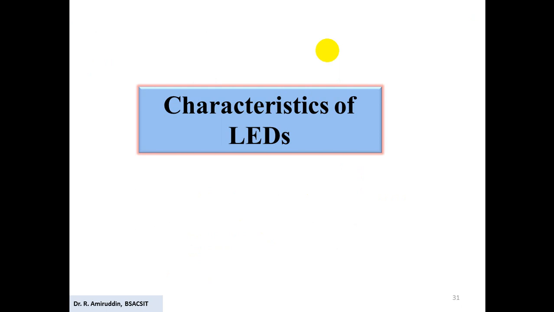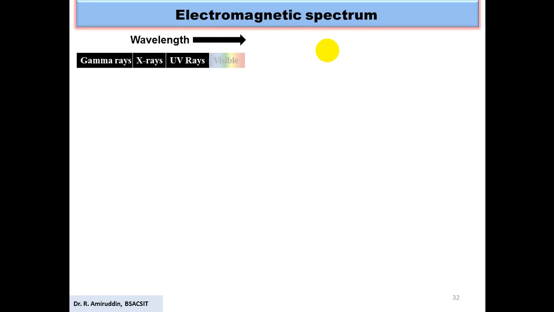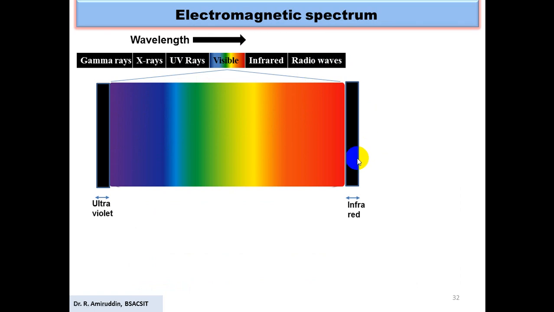Before we understand the output characteristics, we need to understand the electromagnetic spectrum. When the wavelength is increased, the electromagnetic spectrum is arranged in such a way that first come the gamma rays, then X-rays, then UV rays, then visible radiation, then infrared radiation, and then radio waves. Now I just zoom in on this visible region alone. We have something like this, and on either side we have UV rays and infrared rays.